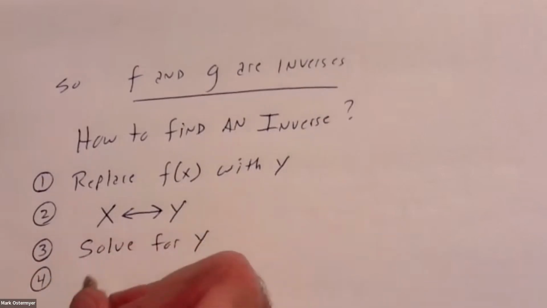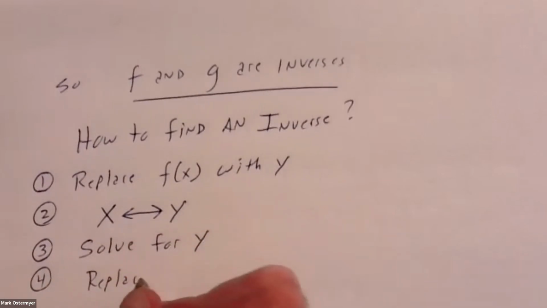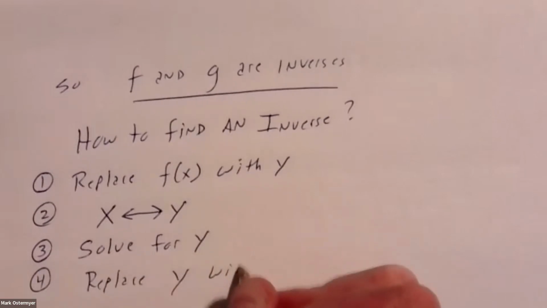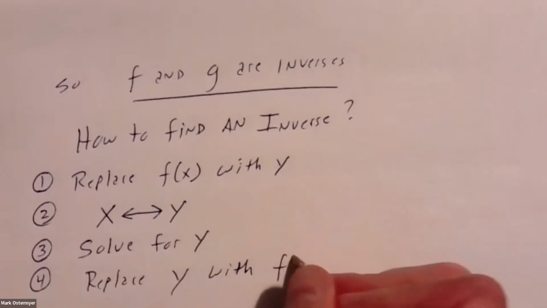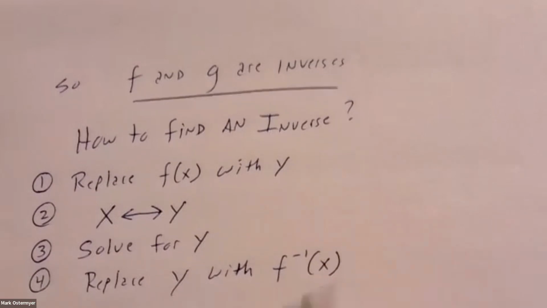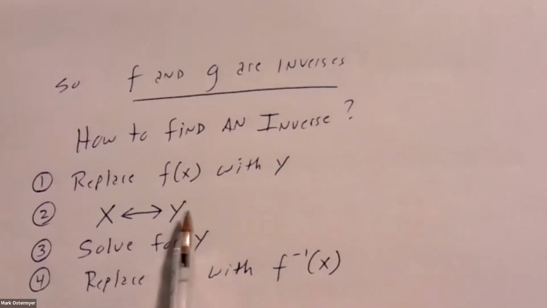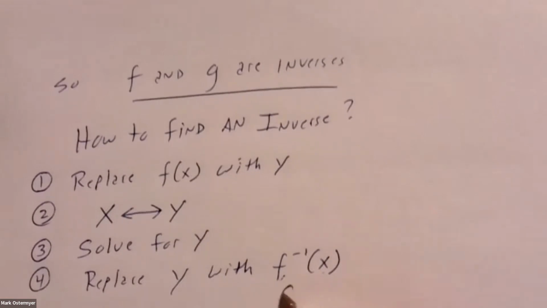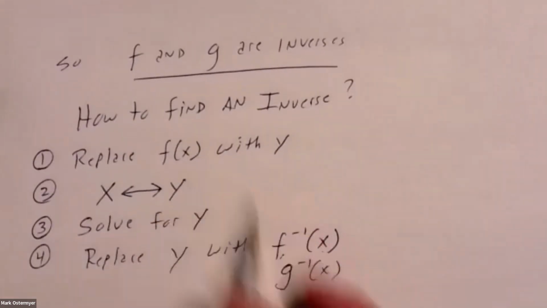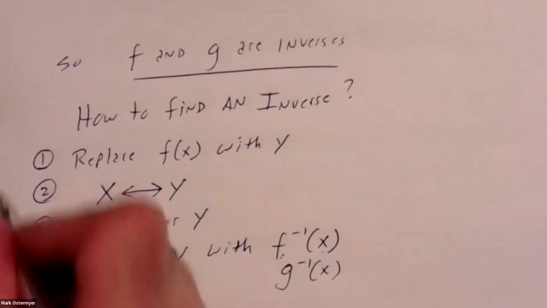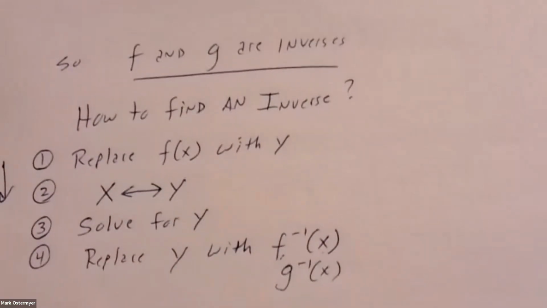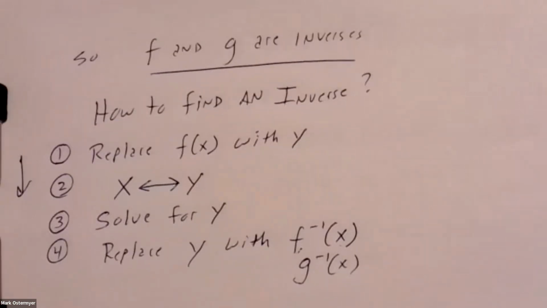And last but not least, we then replace y with appropriate inverse functional notation. If our original function was f of x, we replace it with f inverse of x. If our original function was g of x, we would replace y at the end with g inverse of x. Okay? Just depends what notation you're using here. In general, these are the steps, ladies and gentlemen, you want to pursue in order to find the inverse of a function. It's those steps you've got to walk through.